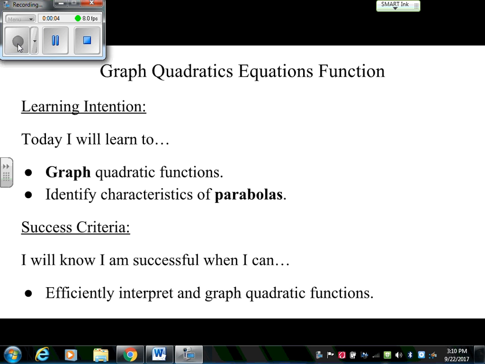Today we will learn to graph quadratic functions, and we will also identify characteristics of parabolas. We will know we are successful when we can efficiently interpret and graph quadratic functions.